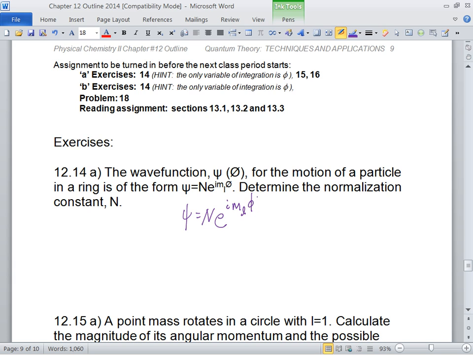So how do we set up normalization again? 1 equals the integral of psi star psi d tau. Okay, that sounds like a good starting point, Jeffrey. Now what?